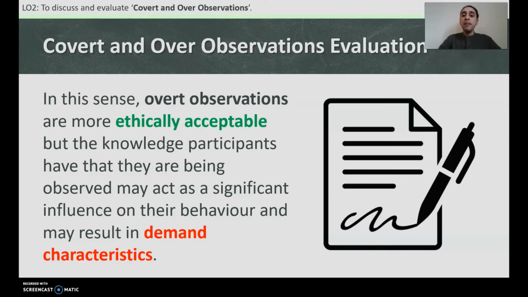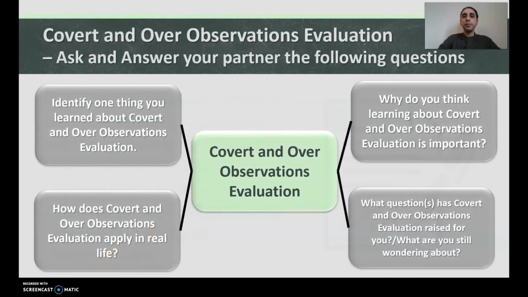The fact that they've given you consent and they know they're being observed may result in them acting in a way that isn't natural. They may have demand characteristics. They may act differently from normal. They may give you behaviors that you want, or they might even give you behaviors that they don't think you want. But either way, they're not acting as themselves, and that makes it difficult to generalize the findings. So that's a weakness. And that's overt and covert observations evaluation.